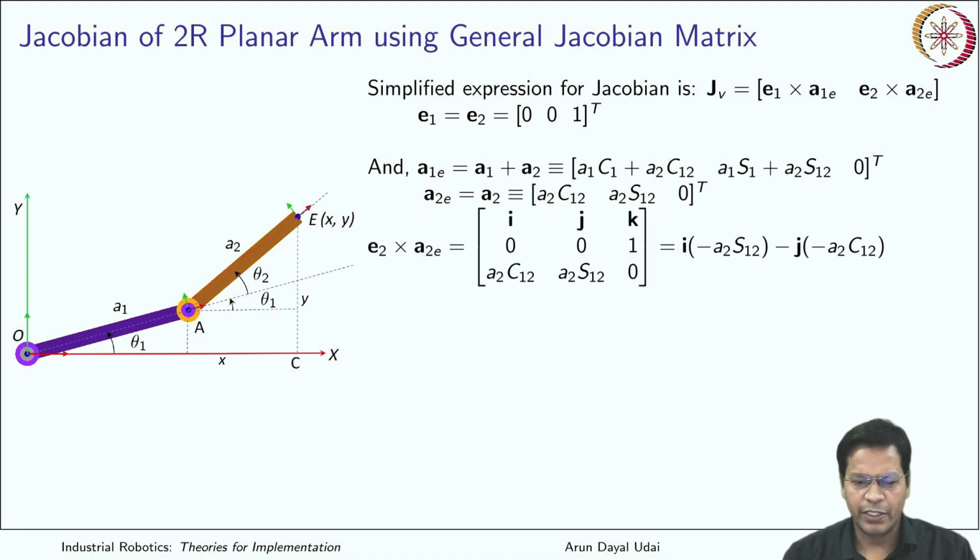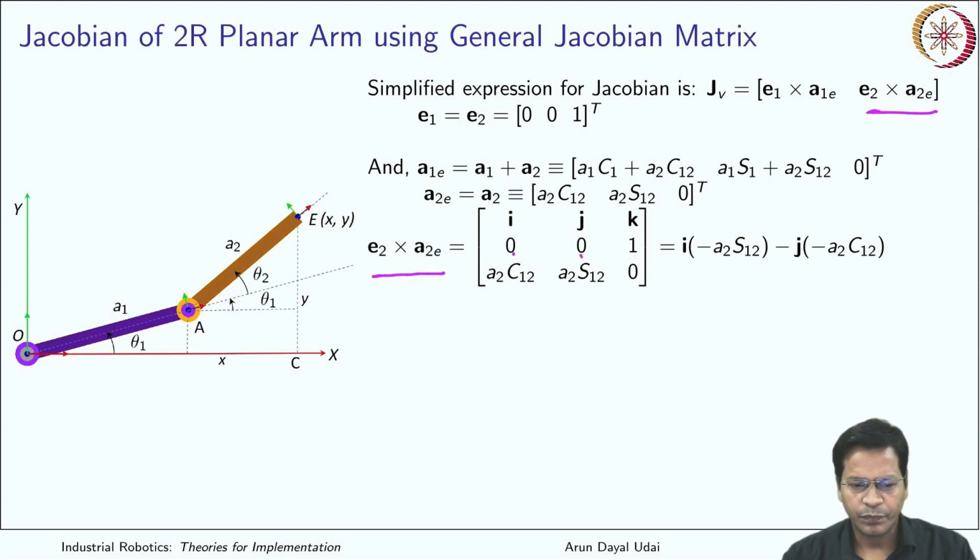So I can quickly take the cross product, e_2 cross a_2E. I have started from this end. So I, J, K, you can put it like this. It is the standard method of taking a cross product. So it becomes 0, 0, 1.